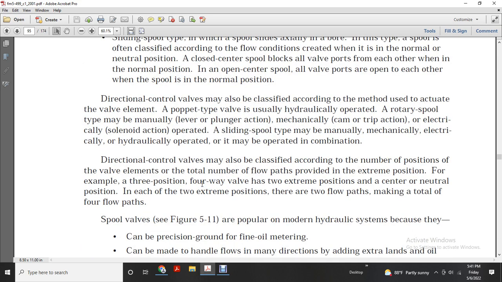Directional control valves may also be classified according to the number of positions of the valve elements and the number of flow paths provided in the extreme positions. For example, a 3-position 4-way valve has 2 extreme positions and the central neutral position, and in each of the 2 extreme positions there are 2 flow paths, making a total of 4 flow paths.